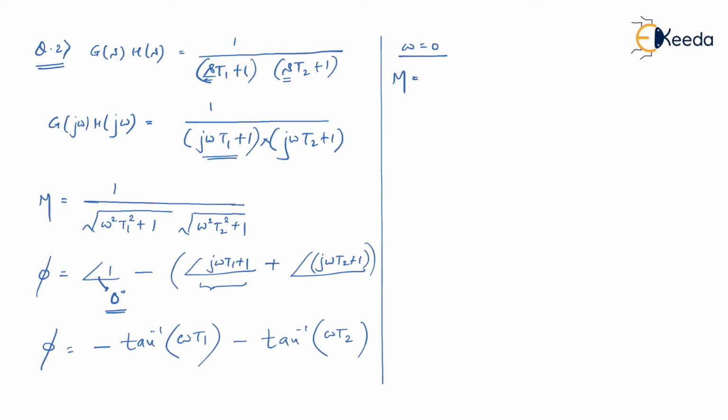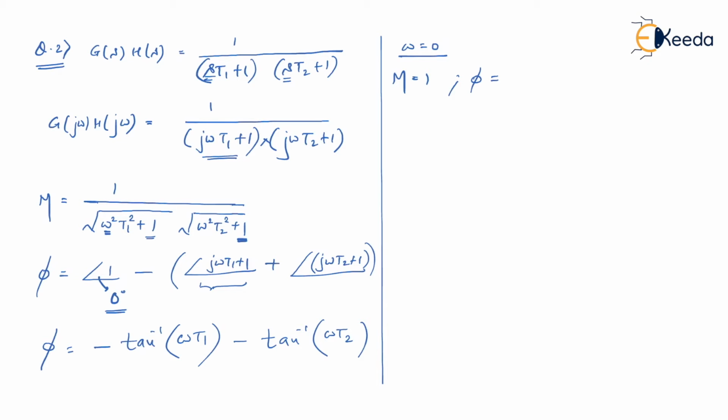So what will M become? You have to solve this orally, very easy. The moment you substitute omega equal to 0 here, what we are left with is root 1. Over here also we get root 1. Root 1 into root 1 is 1, and 1 upon 1 is 1. So the magnitude becomes 1. Now we have to get something called the angle, that is, the phase. Let us see what the phase is.